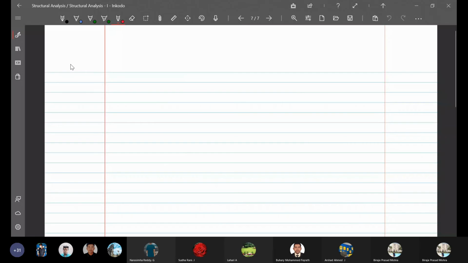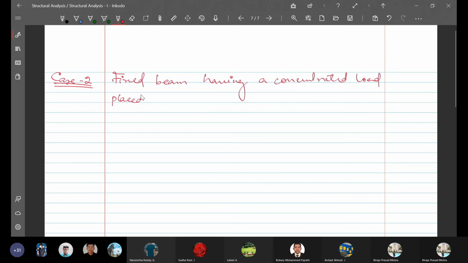So now I'm talking about case 2. Now what is this case 2? So case 2 is a fixed beam having a concentrated load placed eccentrically, eccentrically on the beam.